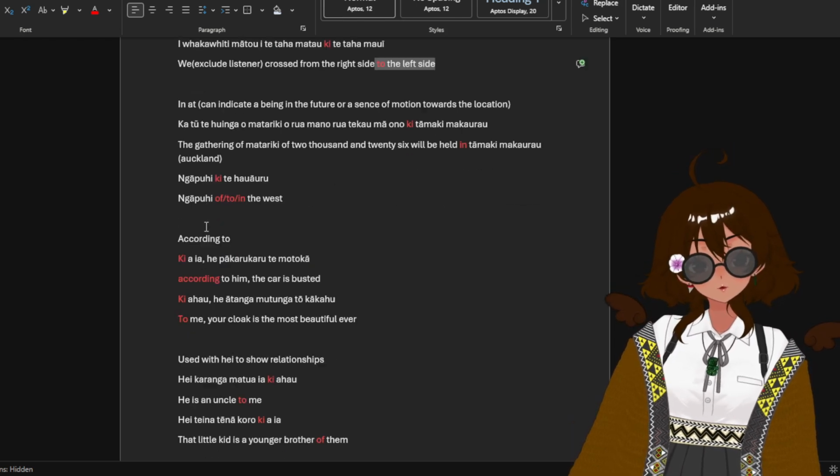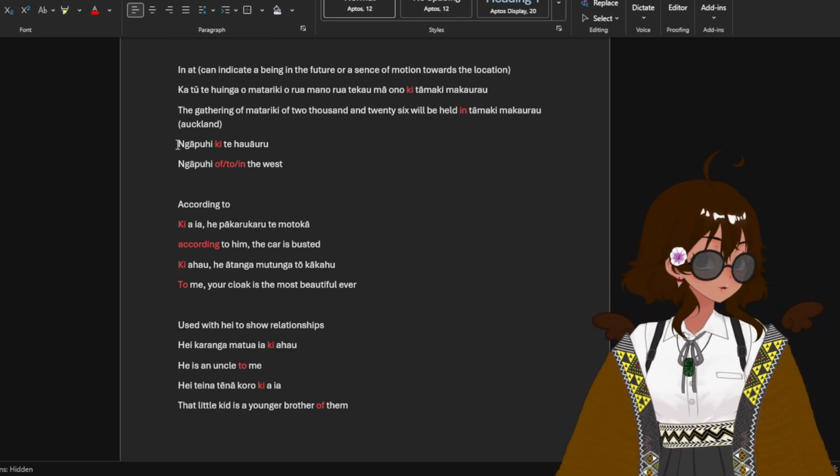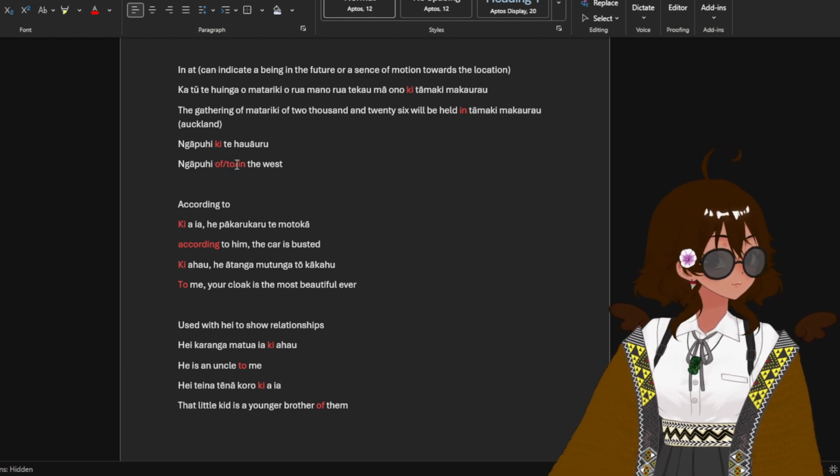But another way you can see it used is in, for example, a few names, like Ngāpuhi ki Hauāuru, Ngāpuhi of or to or in the west.